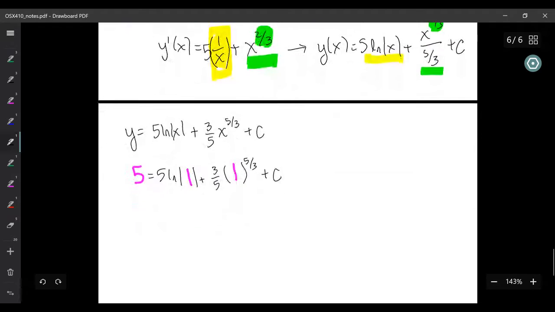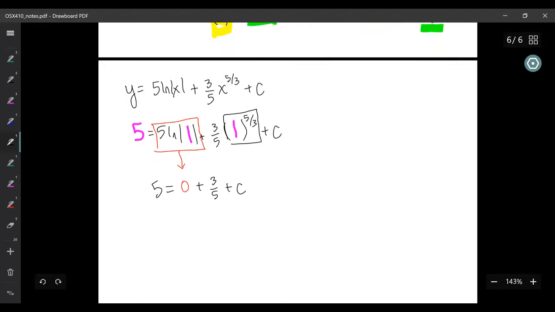So we're going to get a y value of 5. If you were to put this in your calculator, ln of 1 is equal to 0. So this part is entirely 0. Right, 1 to any power is equal to 1. So you get 5 is equal to 3/5 plus c. Multiply by 5, and you get 5 equals 3 plus 5c. But I didn't multiply everything by 5, just to get rid of the denominator. 5 times 5 is 5, 3 times 5 is 3, 5 times c is 5c.